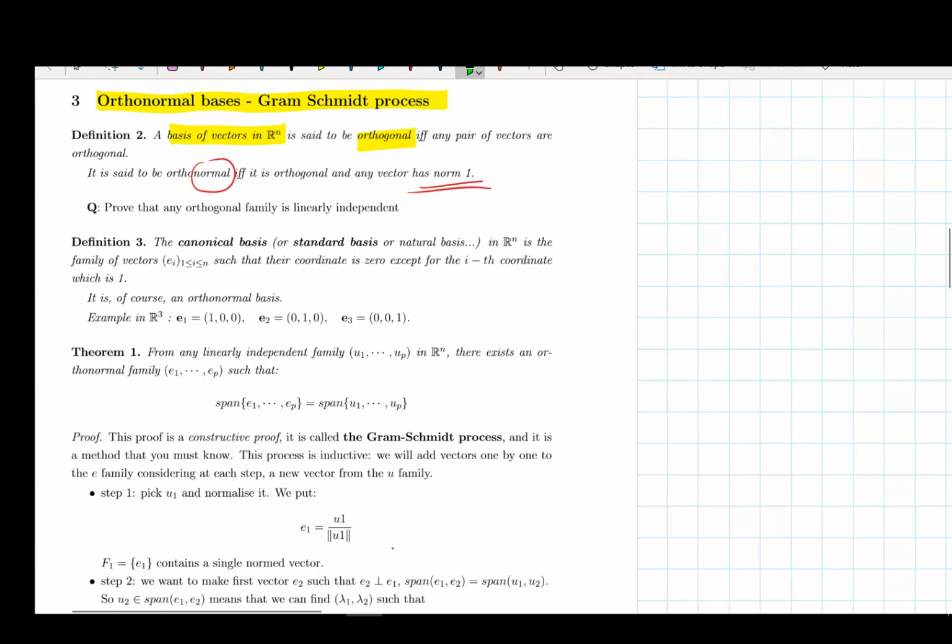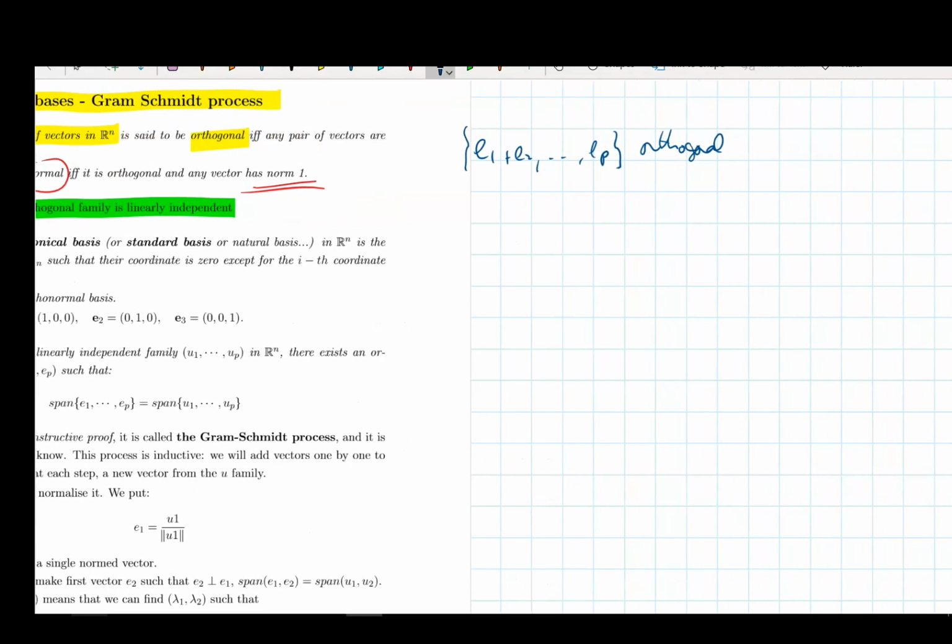Interesting question. Prove that any orthogonal family is linearly independent. Maybe that's a nice one to start with. Let's say you've got a family E1, E2, up to EP of vectors, and they are orthogonal. Okay, orthogonal family. So that means any one is orthogonal to any other. So let's try to see if they are linearly independent. Lambda 1 E1 plus lambda 2 E2 plus ... plus lambda p EP is equal to 0. Can I find some values lambda i that are different from 0? I want to prove linear independence. So any ideas?